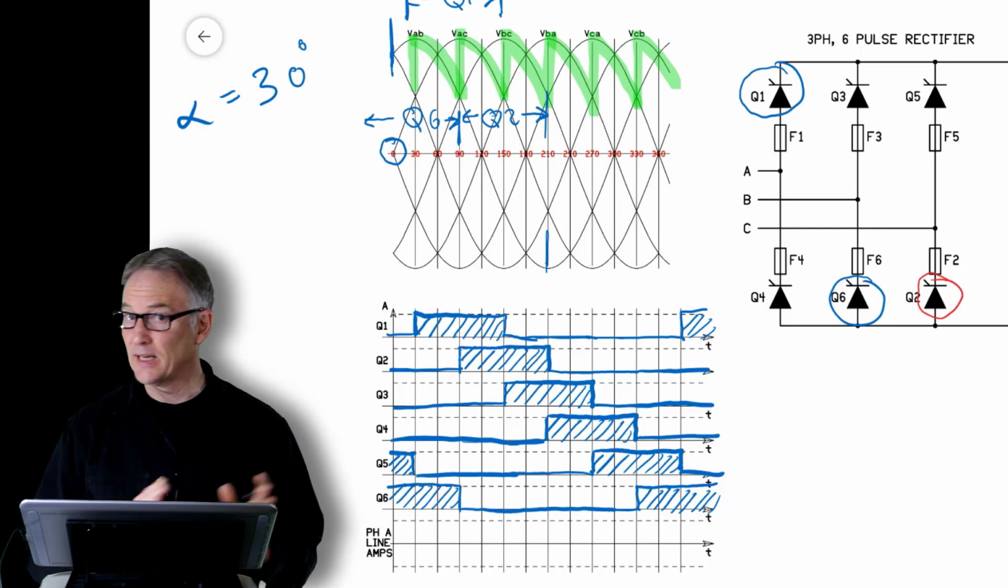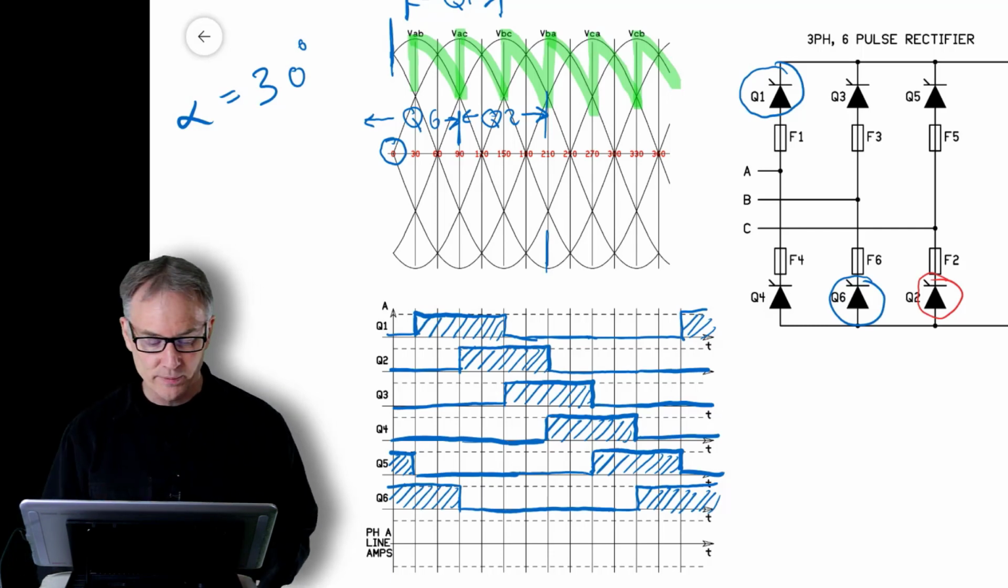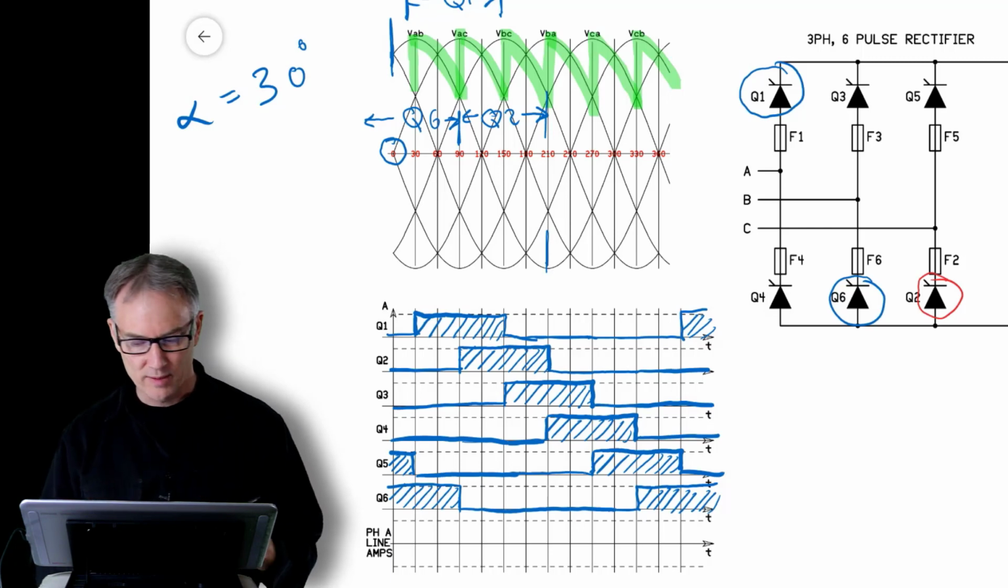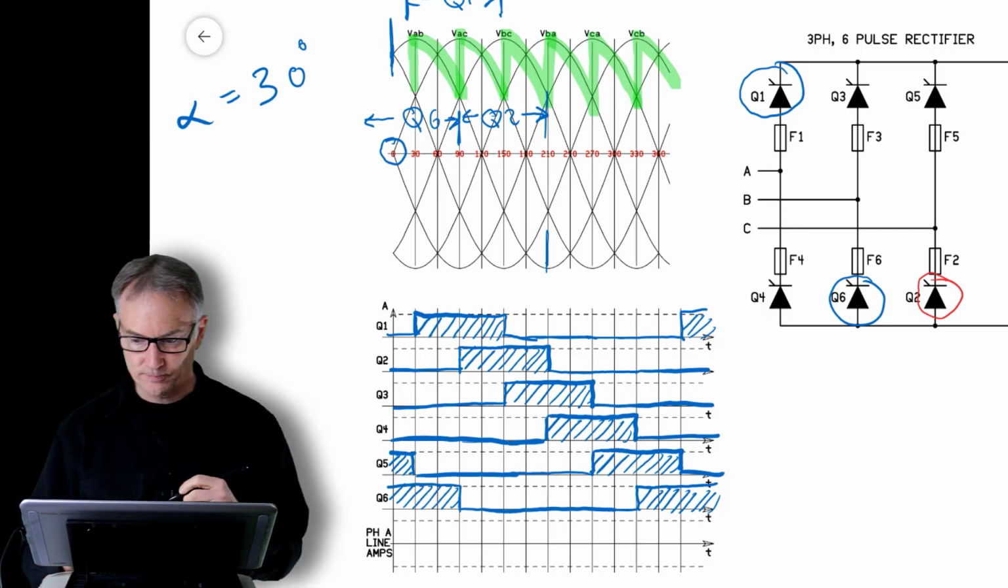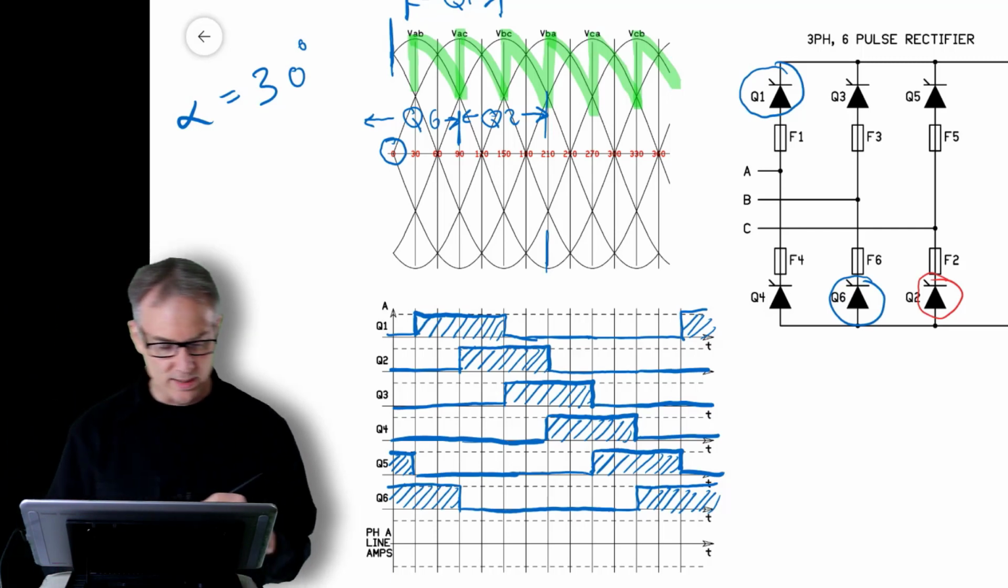Okay, so those are the devices for a 30-degree angle. If you're firing at a different angle, you're just sort of shifting all that stuff around. But what about phase A? What does the actual line current look like on phase A? So I'm just going to go to a different color here so we can show that line current. Now let's go with red.